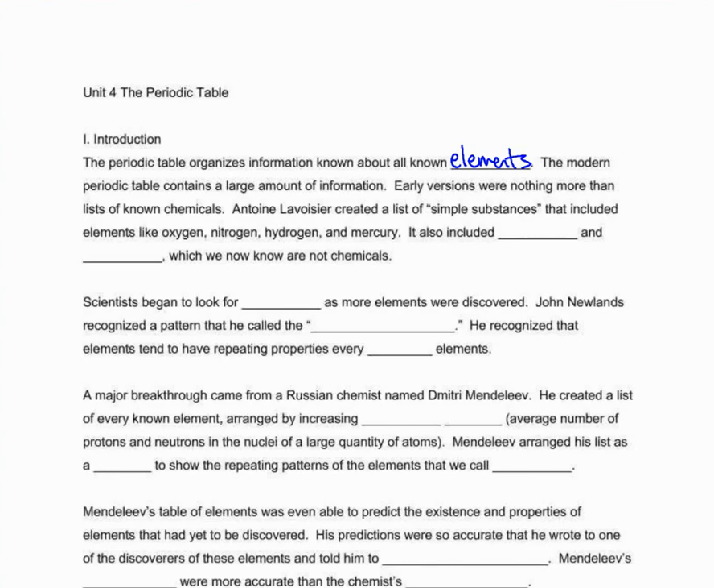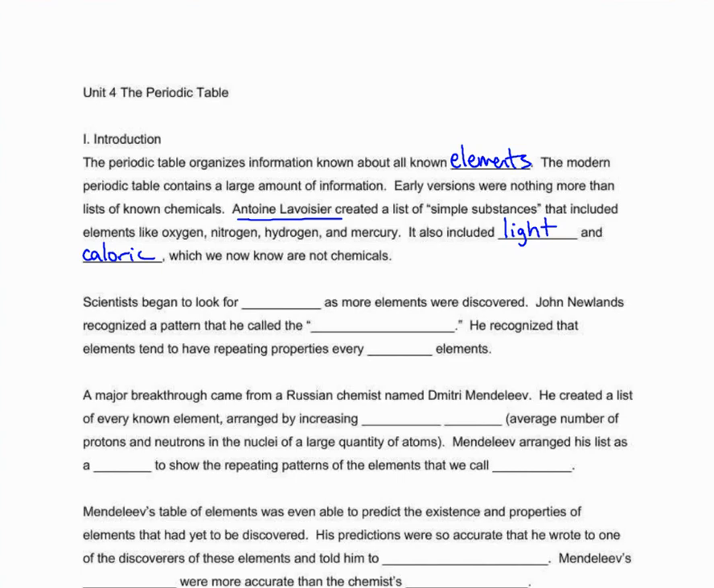Early versions were not much more than just a list of substances that we knew about. For instance, Antoine Lavoisier created a list of what he called simple substances, and it included elements like oxygen, nitrogen, hydrogen, mercury. It also included light and something called caloric, both of which we now know are not chemicals.